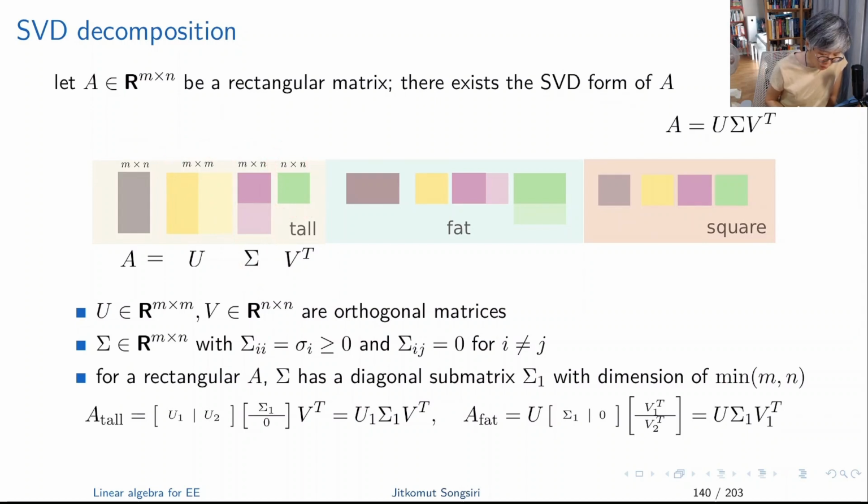The structure of U and V would be orthogonal matrices type, which means U transpose U equals I, V transpose V equals I. The columns in U and V are orthogonal. The matrix sigma is very special. It's going to be along the diagonal, it's going to be some non-negative values, sigma i. Okay, and the off diagonal entries is going to be 0.